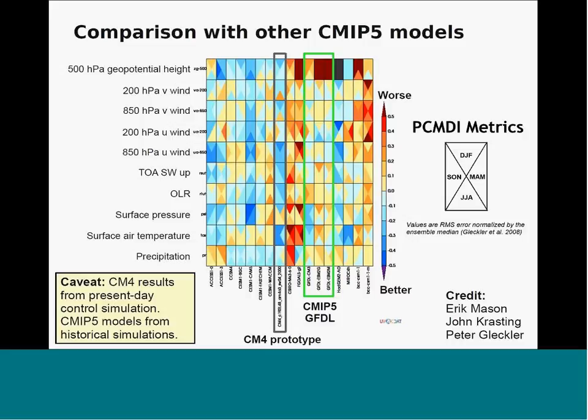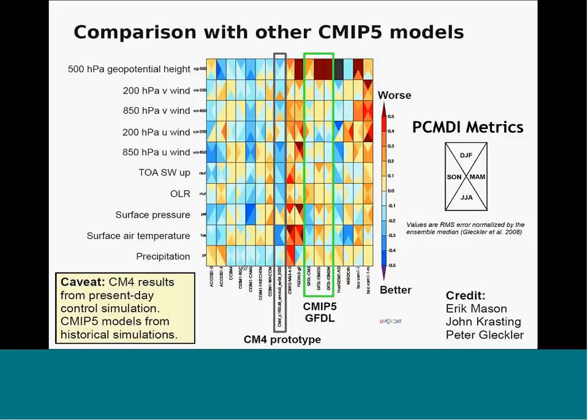This is the last slide that shows some comparison between this prototype CM4 and other GFDL models and other simplified models. It's a very busy slide. I won't go into too many details, but basically what it shows is the column, I lost the mouse. Oh, there it is. The column shows various CMIP5 models, with the exception of this model here, which is our prototype CM4 model. And the rows show various variables: geopotential height, wind, shortwave, longwave, surface pressure, temperature, and precipitation.